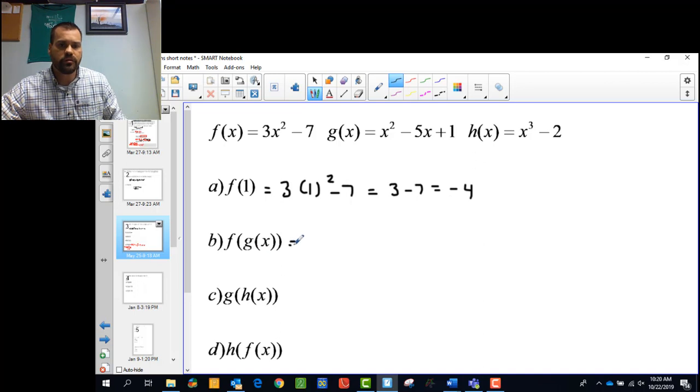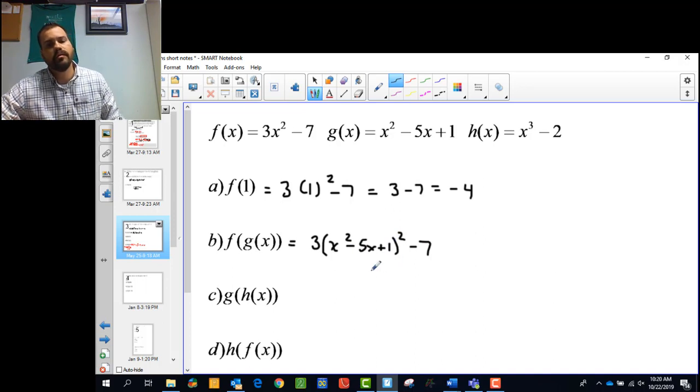If we're doing f of g of x, again we're going to take the x out of here and put this in its place. So it becomes 3 times x squared minus 5x plus 1, squared, minus 7. I'm going to leave that like that. I could expand, but it's not going to make it really any nicer, so I'm just going to leave it alone.